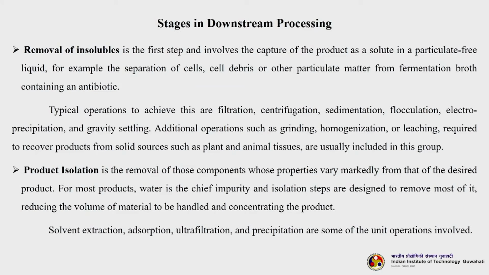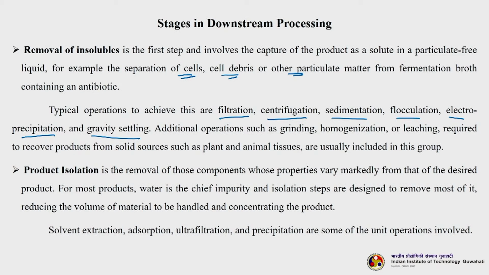So, removal of insolubles is the first step in downstream processing and involves the capture of the product as a solute in a particulate-free liquid. For example, the separation of cells, cell debris and other particulate matter from a fermentation broth containing an antibiotic. Okay. Now, typical operations to achieve this are filtration, centrifugation, sedimentation, flocculation, electroprecipitation and gravity settling. Additional operations such as grinding, homogenization and leaching are required to recover products from solid sources such as plant and animal tissues, which are usually included in this group.